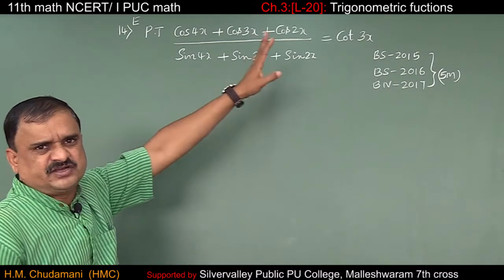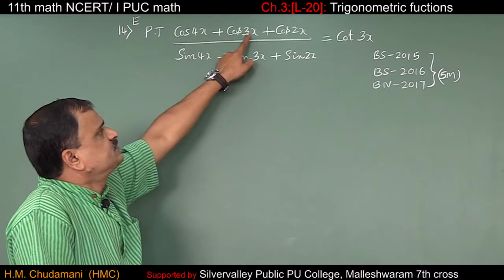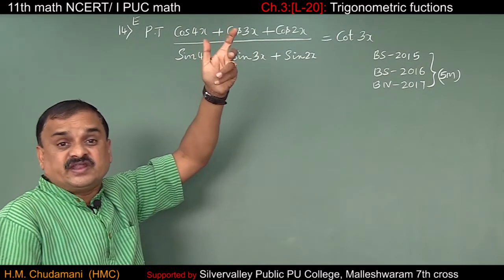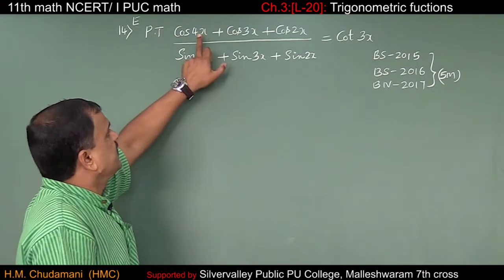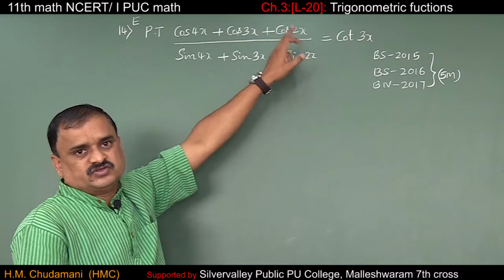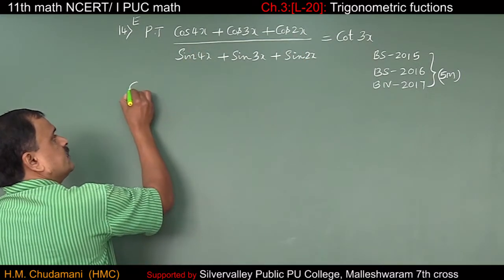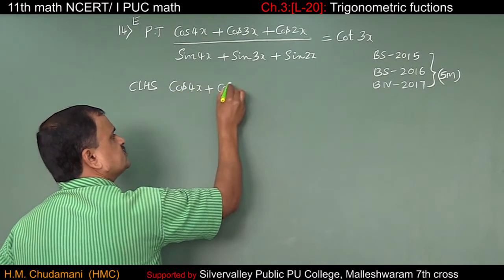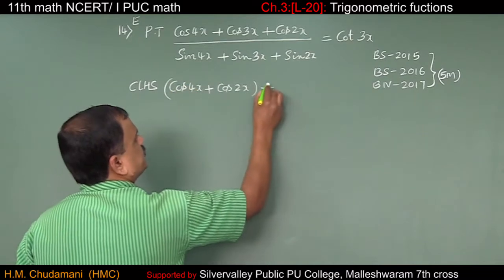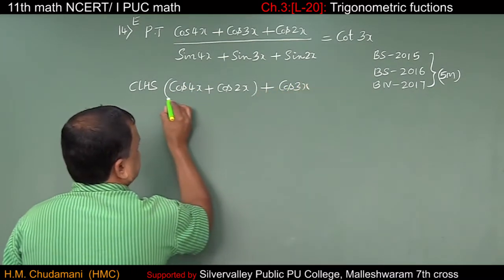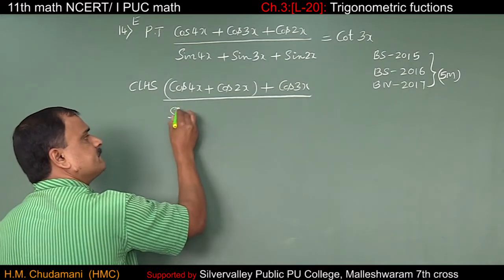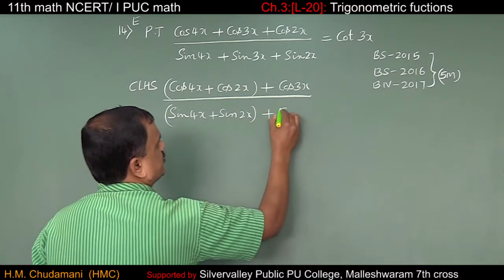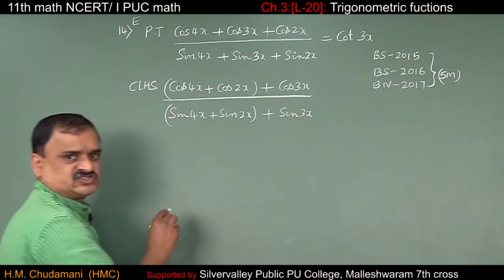So I just take the left hand side to prove the RHS. See this, 4x plus 3x. If you want to apply cos c plus cos d, 4x plus 3x means 7x by 2, a fraction we get. Instead of that, 4x and 2x let us group, so that the fraction will be avoided. Consider the left hand side, cos 4x plus cos 2x. I just group these two. Let me write cos 3x as it is. Even in the denominator, sin 4x and sin 2x together, so that you can avoid fraction in the angle.